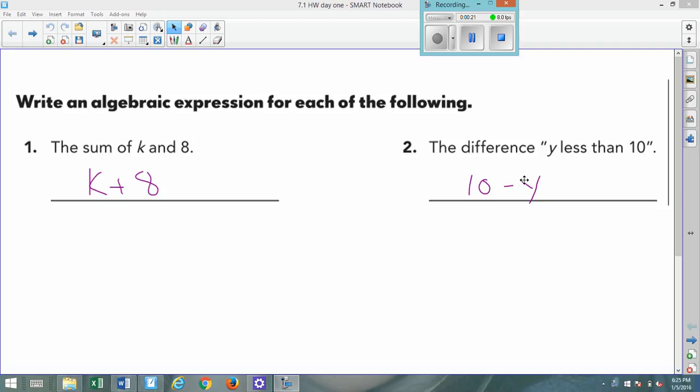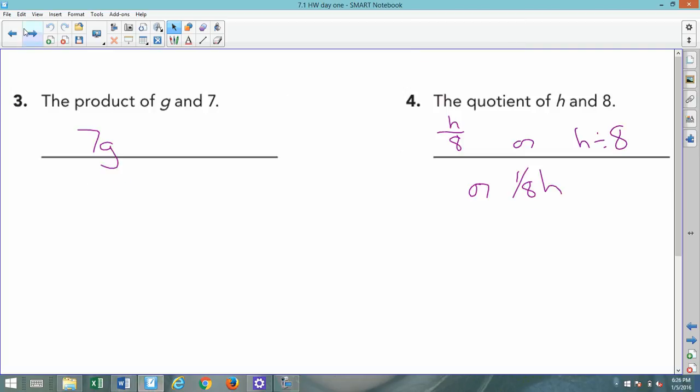Number 2 says the difference, which is y less than 10. Now that gets a little tricky because you got to remember, if something is less than something else, you have to put it at the end of the math sentence. So it would be 10 minus y. The product of g and 7, product means to multiply, so we do g times 7, which is 7g.